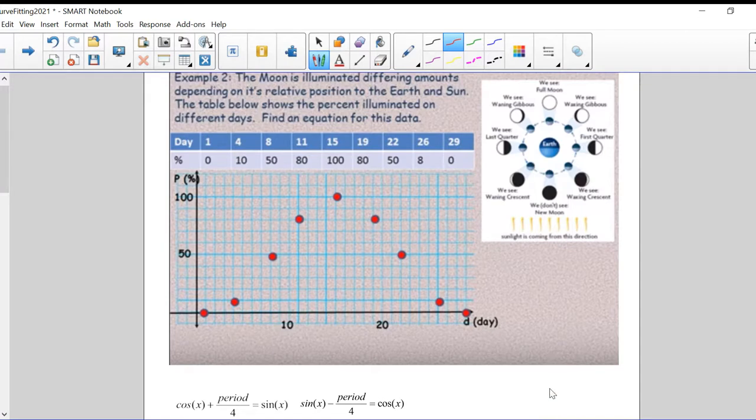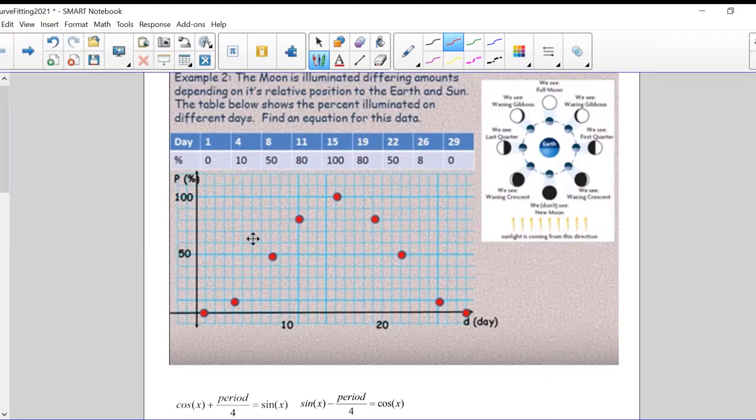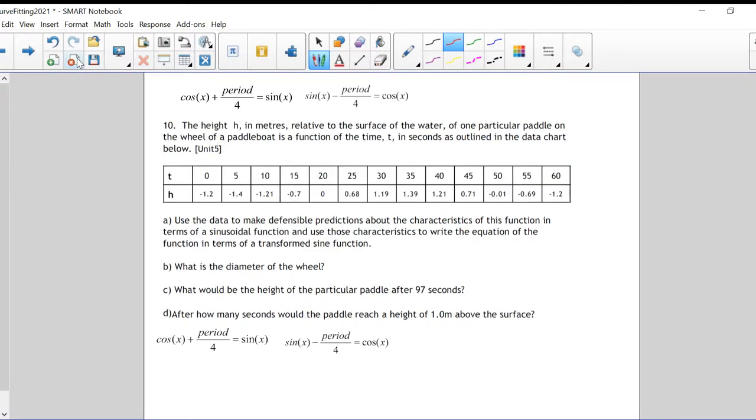Okay, so I'm going to now go over to the next question that we have, which is this. The height, and this was a question from the problem set. I'm glad you brought that up a few minutes ago, Lynette. This is a problem set type of question, which I need you to be able to do. The height in meters relative to the surface of the water of a particular paddle on a paddle boat wheel is a function of time in seconds, as outlined in the data chart below.